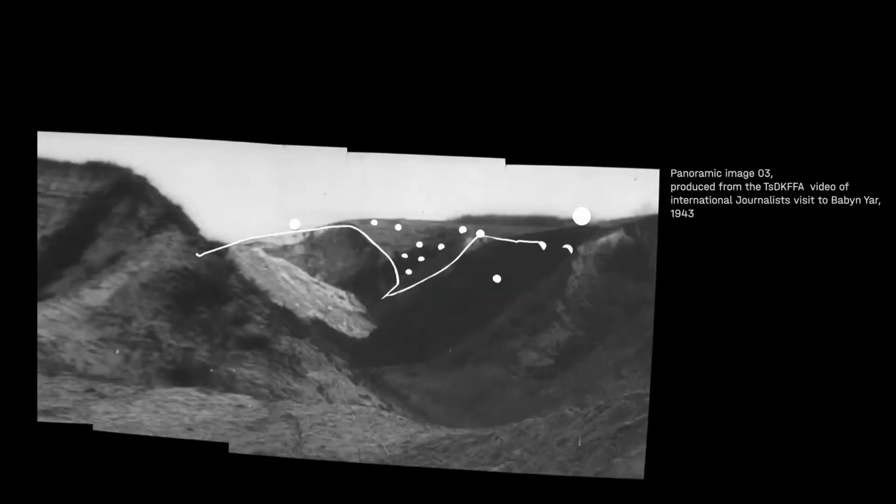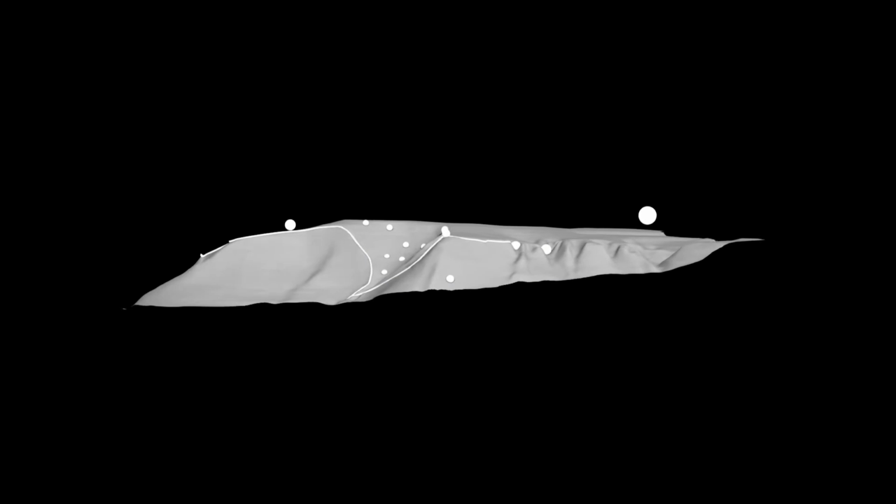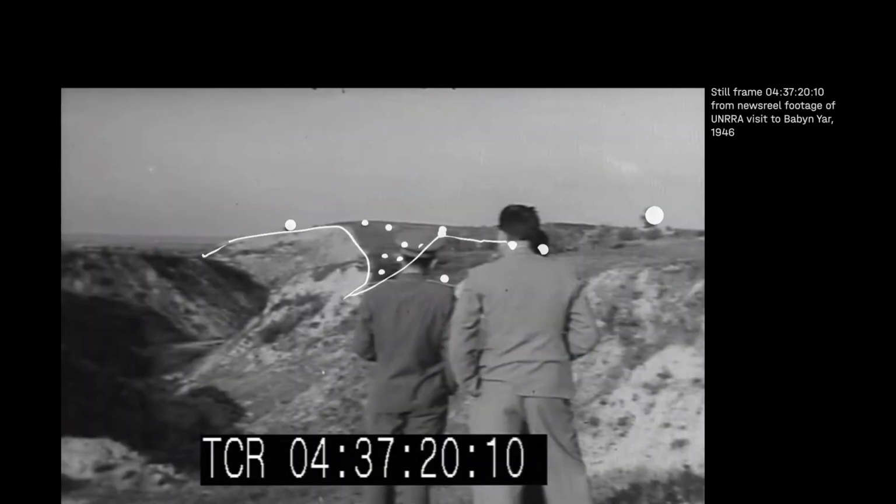This analysis helped us to match the positions of actual cameras used to take the photos with the virtual ones in the reconstructed 3D model, and to trace how Babyn Yar has changed over time.